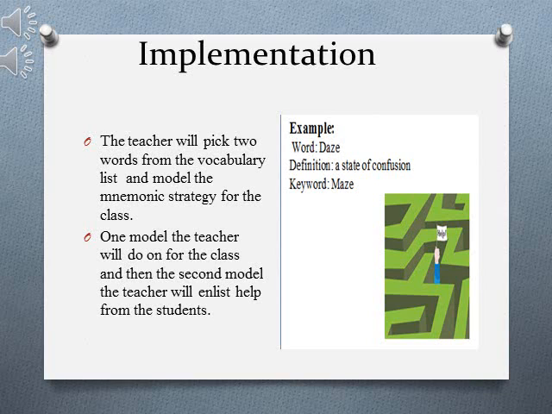With this picture and the key word, the hope with the strategy is to make the connection to the word daze and helping them remember it. Once the strategy has been modeled, the teacher will model it again, except the second time, enlisting the help from the students. When the teacher begins to enlist help from the students, the teacher will say, "What is our next word?" The students will say, "Different." The teacher will write the word different, and the students will copy the teacher.